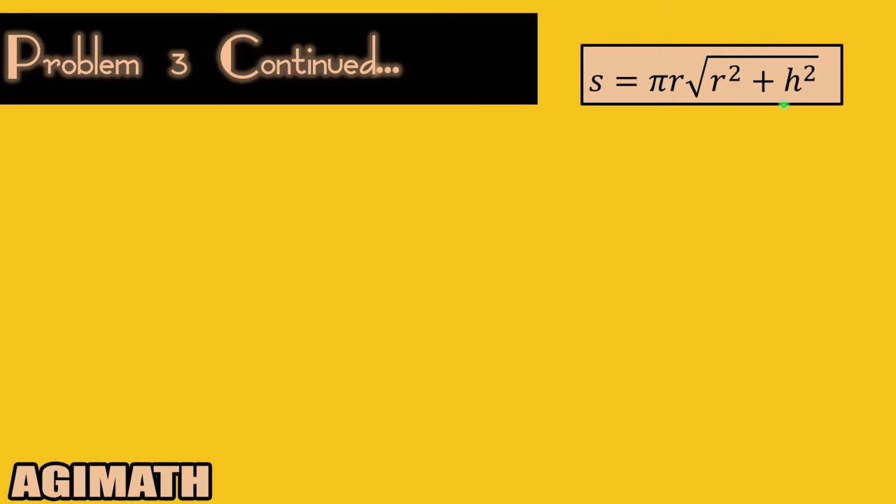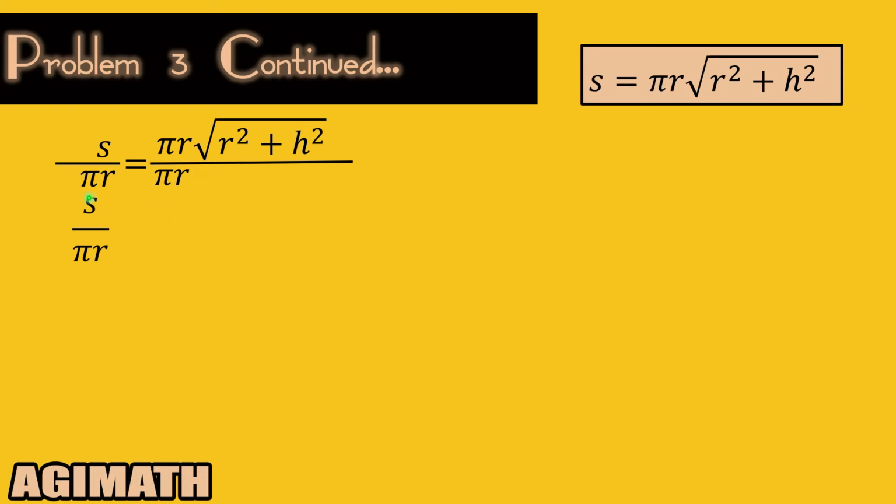But how are we going to do that? We need to start with the outer surface, which is pi and r, because it's outside of the radical sign. Since pi r times the square root of r squared plus h squared, the operation is multiplication, we use the reverse operation. So we need to divide both sides by pi r to get rid of pi r on this side. Again, the purpose of that is to get rid of this pi r on this side. So we can cancel, and what we will have is S over pi r is equal to the square root of r squared plus h squared.